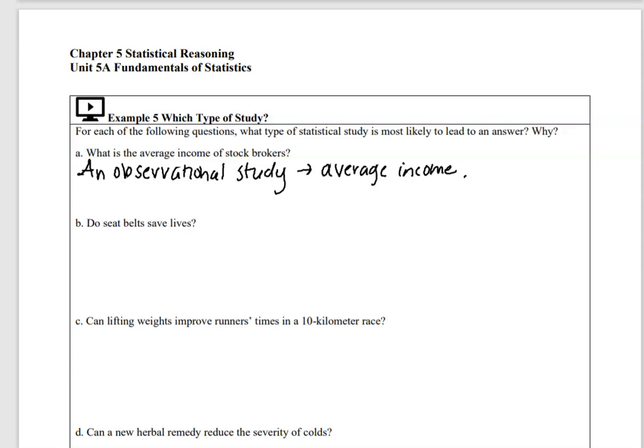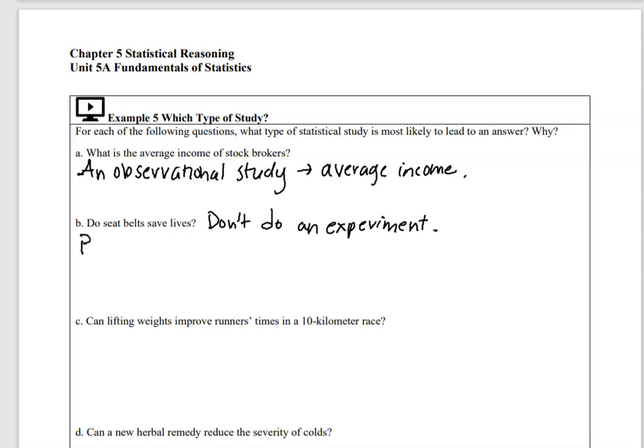Do seatbelts save lives? Is that something that a statistical study is likely to find an answer to, and why? Well, it would be unethical to do an experiment in which some people were told to wear seatbelts and others were told not to wear them. So we couldn't do an experiment. If we force people to not wear a seatbelt, then we already know that could be bad. So we don't want to do an experiment.